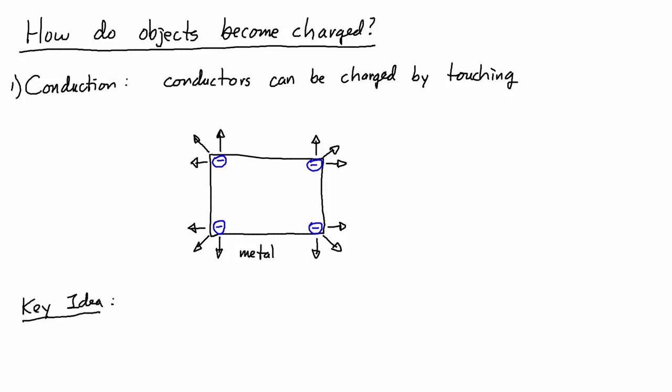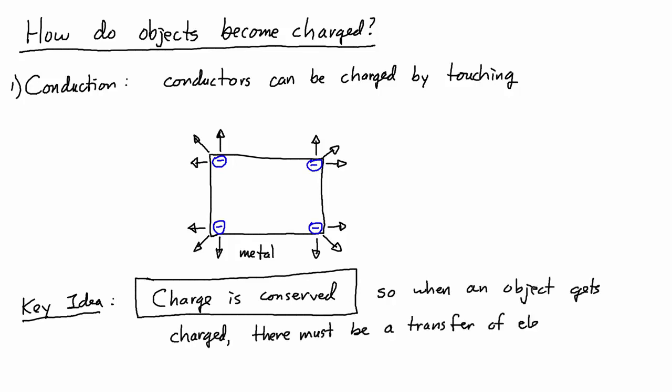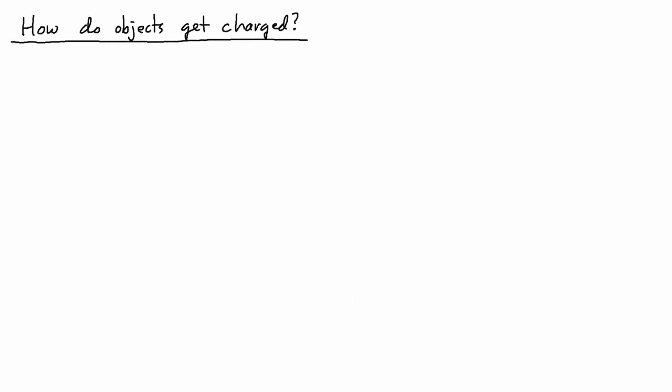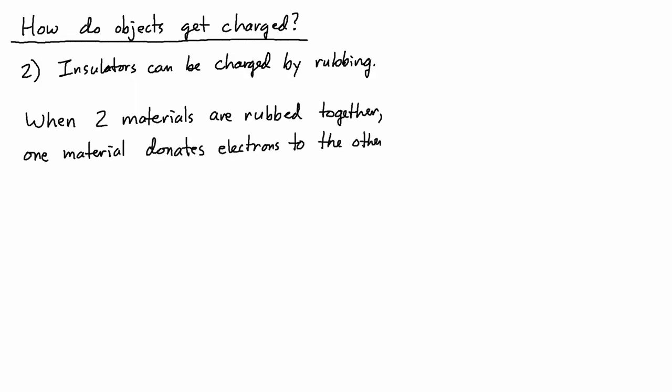Another key idea is that charge is conserved. So when an object gets charged, there must be a transfer of electrons. Another way that objects can get charged is by rubbing. Insulators work best for this, but insulators can be charged by rubbing. When 2 materials are rubbed together, one material donates electrons to the other. And this brings us to the idea of the triboelectric series.